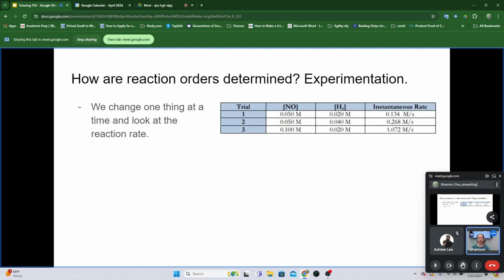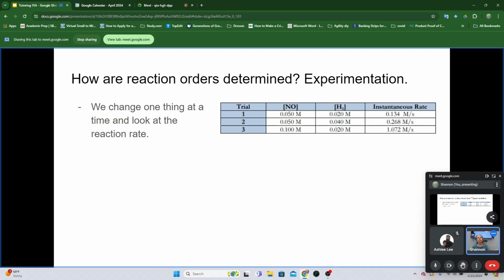Okay, so now how do we actually determine what those reaction orders are? Everything up to now, I've given you the reaction order and you're telling me some things based off of that, but how do we find out what the reaction orders are? And that's by having these experiments. This is the same reaction and they did 3 trials of it, and they're changing one thing at a time. Because if you change 2 things, you don't learn much about either thing because there's too many things changing. You don't know whether the reaction rate doubled, tripled, etc. because of the first reactant or the second reactant, okay?